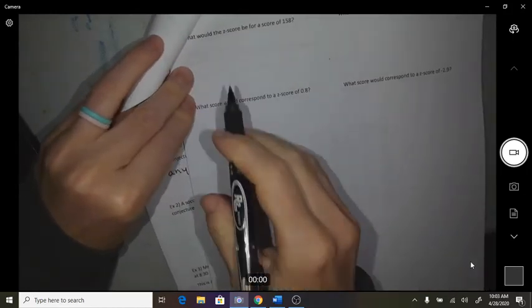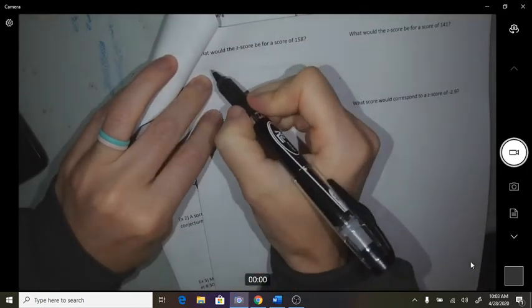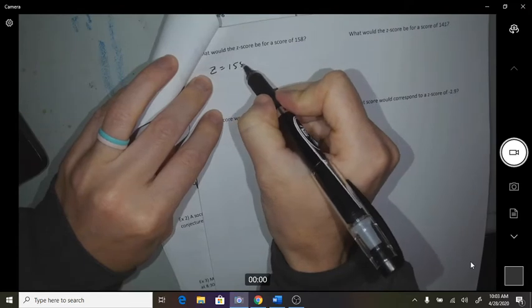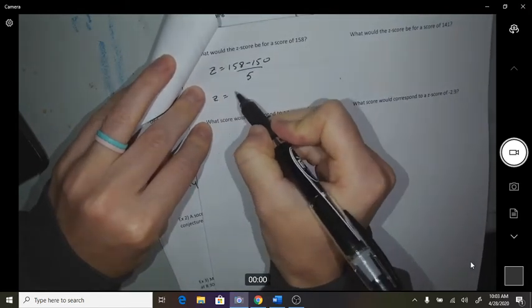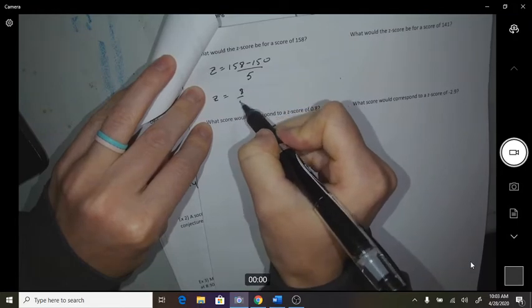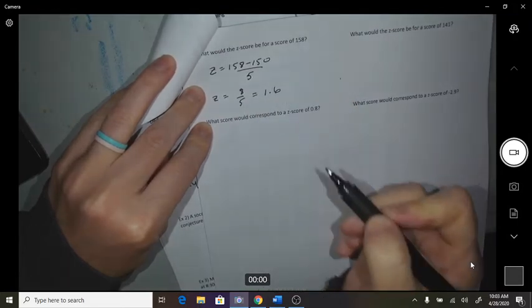So what would a z-score be for 158? So 158 minus 150 over 5. So that equals 8 over 5, which is 1.6.